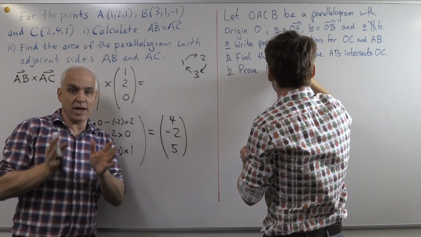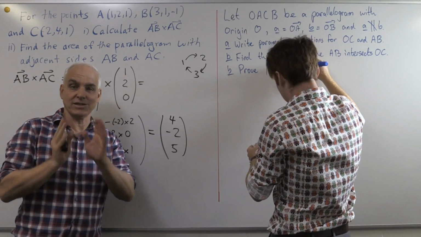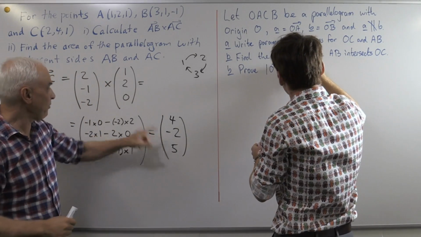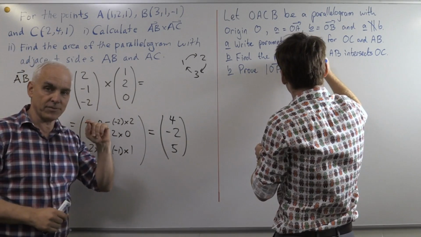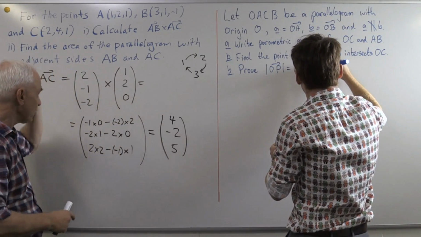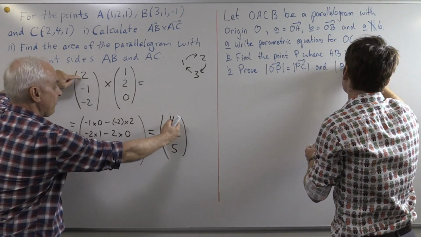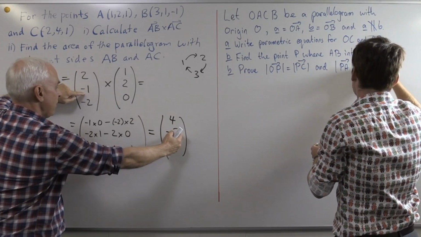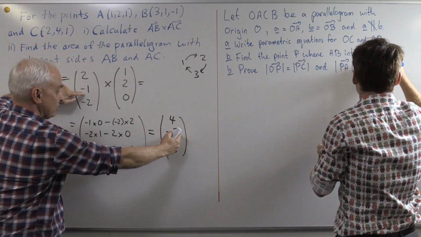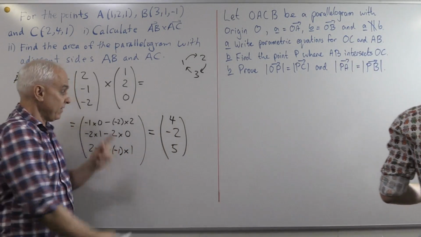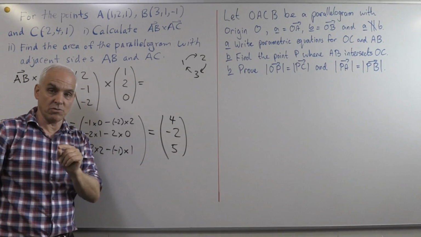Now, it's a very good idea to check cross products because it's so easy to do. The cross product has to be perpendicular to both of these. So we can just do this in our heads. We can just check that the dot product between these two really is 0. So 2 times 4 is 8, minus 1 times minus 2 is 2, it's a total of 10, and minus 2 times 5, that's minus 10, that gives 0. These two vectors are perpendicular as they should be.